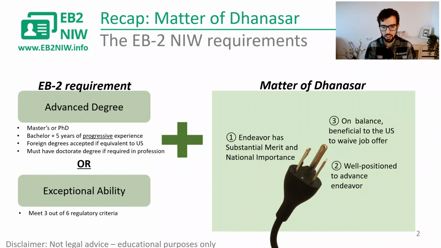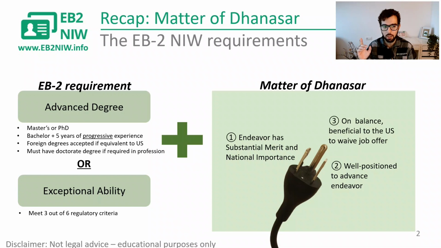Before jumping in, I did want to recap quickly about the requirements for EB2 NIW, because it's always good to refresh our memory. I know I'm very insistent, but it is important. There are two types of requirements you have to fulfill. The advanced degree, that's the EB2 general requirement, which is master's or PhD or bachelor and 5 years of progressive experience. Or if you don't have any of that, you can still apply through the exceptional ability route.